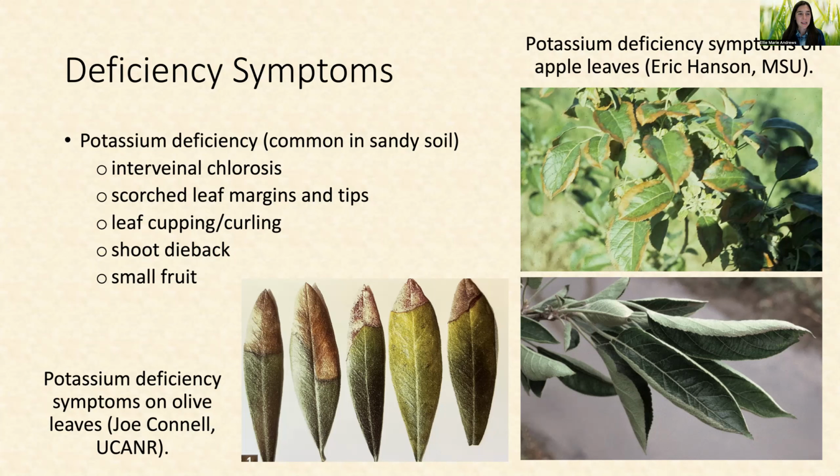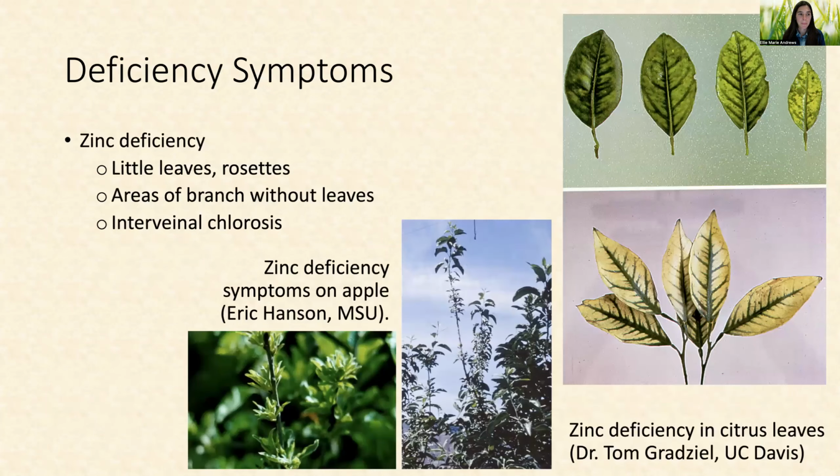So generally, potassium deficiency leads to interveinal chlorosis. So that just means yellowing between veins in some cases, scorched leaf margins and tips. So we see a really good example of that on olive leaves on the bottom left. It can lead to leaf cupping and curling like we see on the bottom right, shoot dieback, and small fruit. So those are some potassium deficiency symptoms on fruit trees.